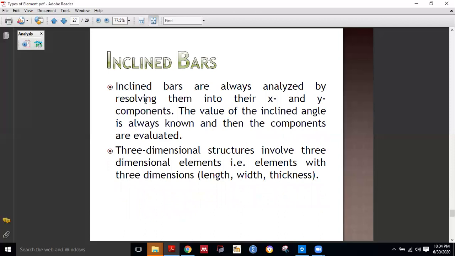Example. Suppose this is the structure, this is a complex structure, and this is the APM structure. Inclined bars are always analyzed by resolving the problem into their x and y components. The value of the inclined angle is always known and their components are evaluated. Yes, for an inclined bar it is well. Three-dimensional structures involve three-dimensional elements that are labeled with three dimensions, that is length, width, and thickness.